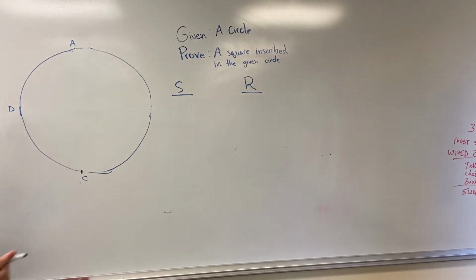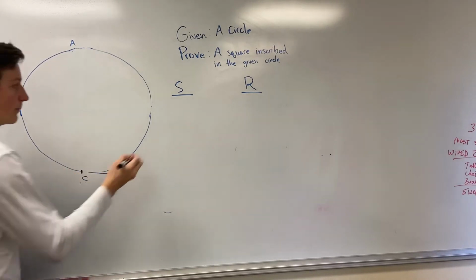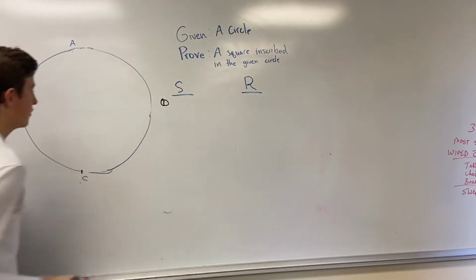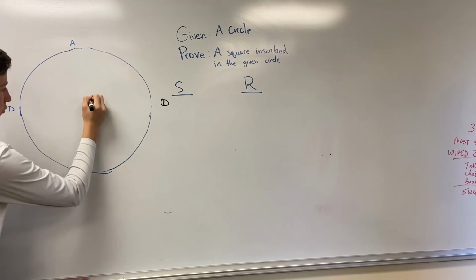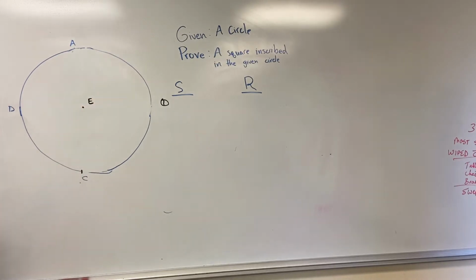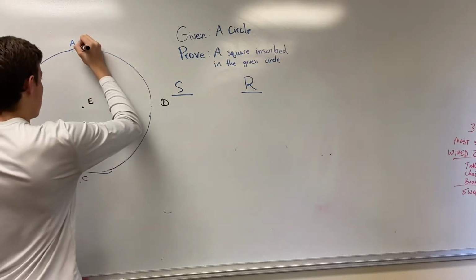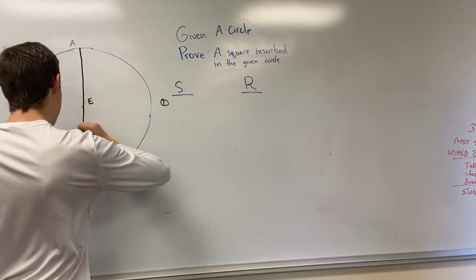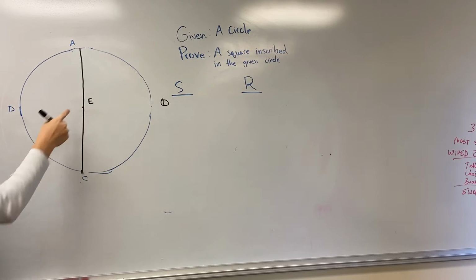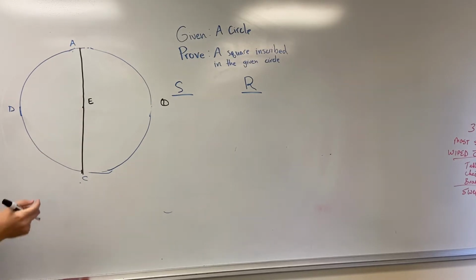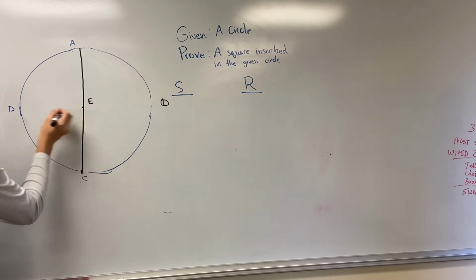So the first thing that we're going to do is a mix of a few steps, but I'm going to put it all into one. So we're going to take the center of the circle. We're going to call it point E. And then from that point, we're going to extend it to make the diameter. So you can extend it on both sides. And then from this point, we're going to use Book 1, Proposition 11 to raise a perpendicular from here.